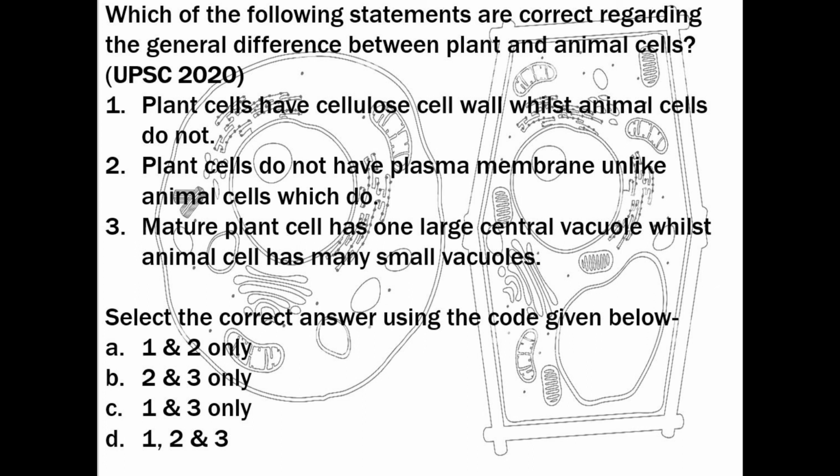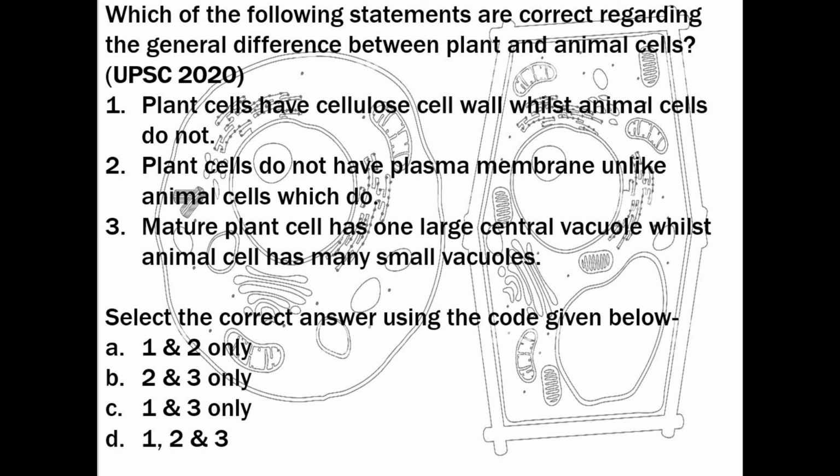As we have told you, there is one question which came this year in UPSC: which of the following statements are correct regarding the general difference between plant and animal cells. That is why I told you during the first few minutes of this lecture to listen to this part carefully, because the question came. The first is, plant cells have a cellulose cell wall whilst animal cells do not. 2. Plant cells do not have a plasma membrane unlike animal cells which do. 3. Mature plant cells have one large central vacuole whilst animal cells have many small vacuoles.